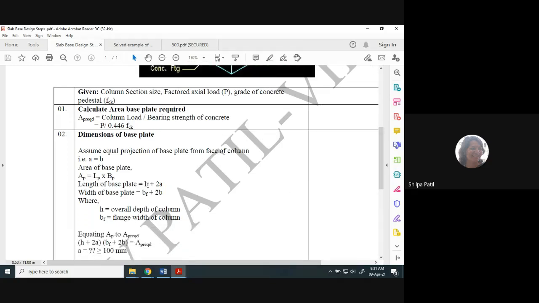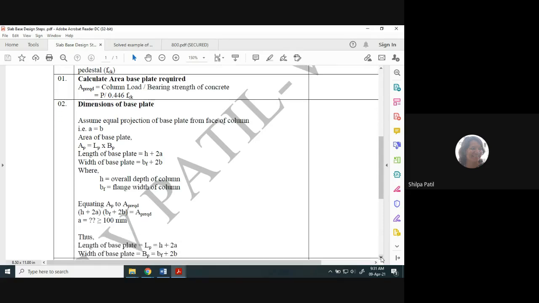So the length of the base plate will be h plus 2a and the width of the base plate will be bf plus 2b, where h is the overall depth of the column and bf is the flange width of the column. Now equating this area, whatever we have calculated, the required area, to this expression, and putting the value of length and width of the base plate in terms of h, bf and a, we will find out the a value.